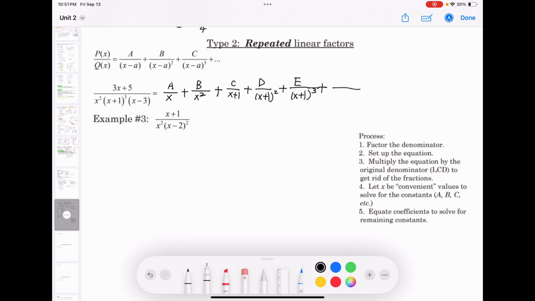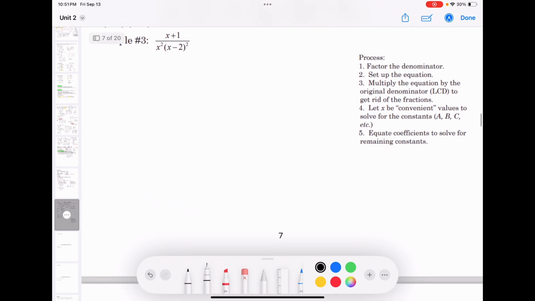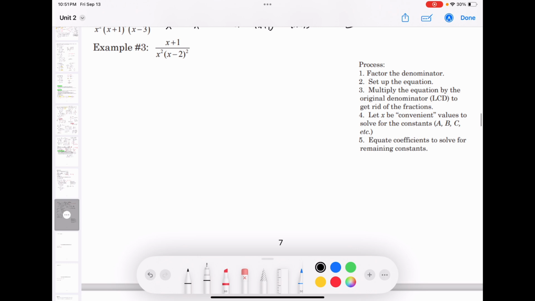Then plus F divided by x minus 3. The last factor doesn't have a power, so we say x minus 3. Okay, we are not solving for A, B, C, D, E, F; we are solving the next example. So the procedures are: first, factor the denominator. Second, set up the equation. Third, multiply the equation by the LCD. Number 4, let x be convenient values. Let's find convenient values.